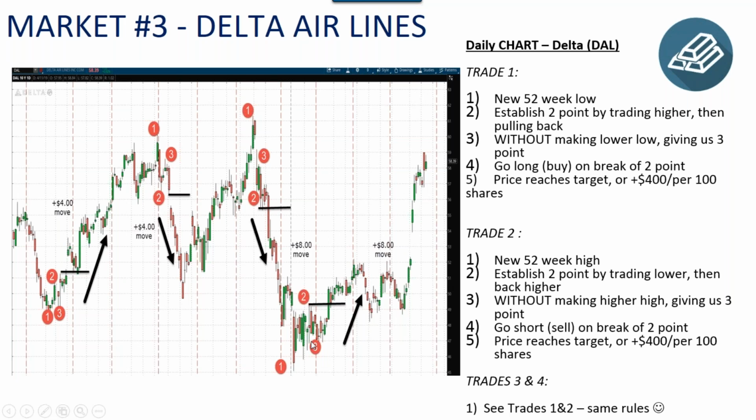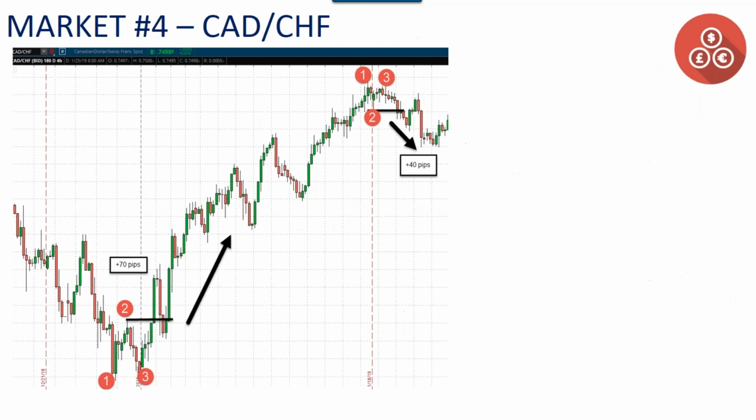Here we have a 1, 2, 3. Market trades above the number 2. We jostle around a little bit, trade favorably, come back and retest, and then we're moved to the upside.